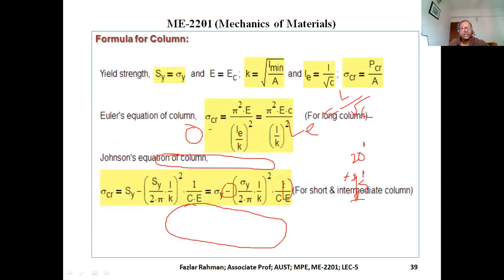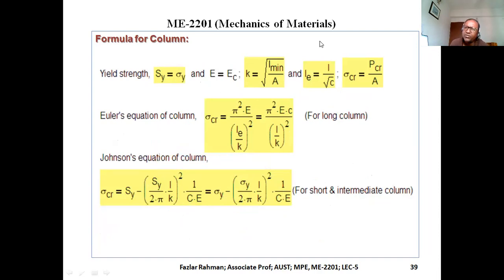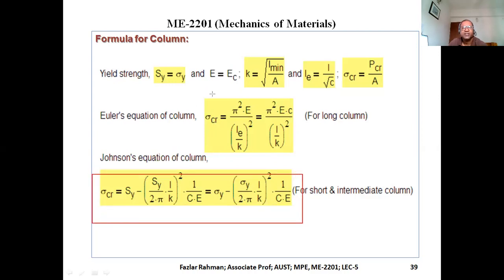So how many equations have we already got for the column? We got three equations. The Euler equation of column for long columns. Then for short and intermediate columns, we got the Johnson equation, which is mentioned right over here. This is the Johnson equation, and this is the Euler equation. This is for long columns, and this is for short columns. Now we have one more equation.